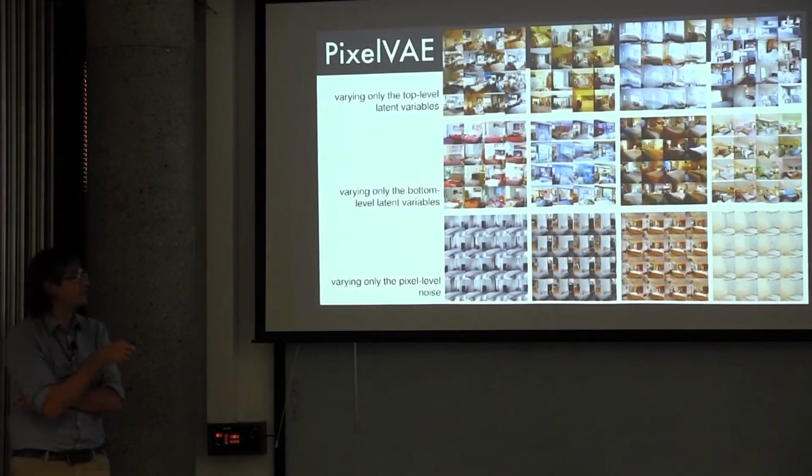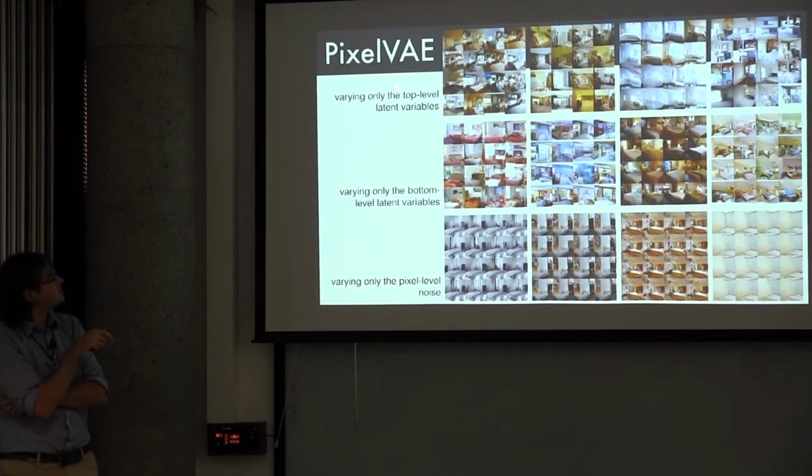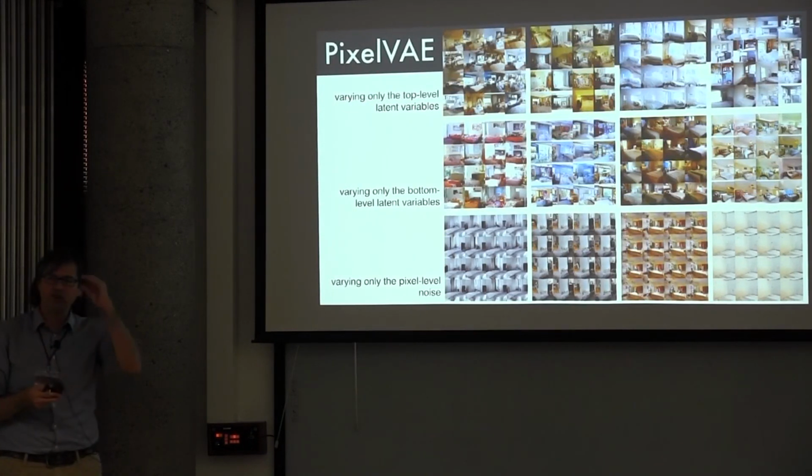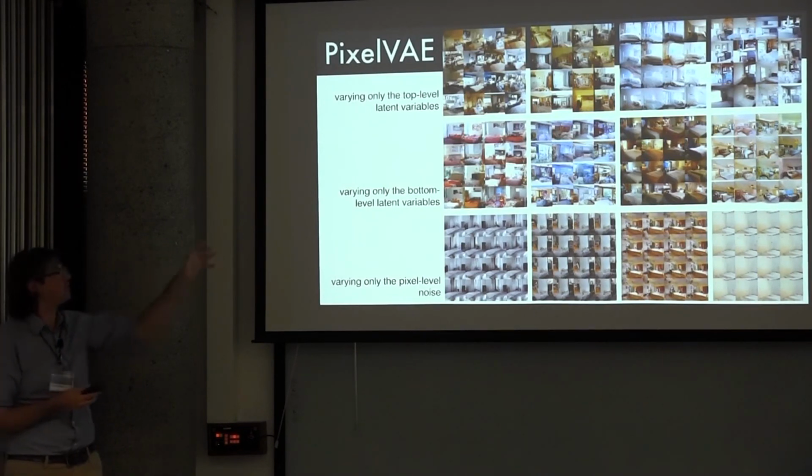Last thing I want to show you guys is that in this pixel VAE model, we can actually look at what the different layers are encoding, right? I mentioned that there are these multiple layers of latent variables. We can think about moving them a little bit, looking at the result of that process, and seeing what's being encoded at each one of these different layers.